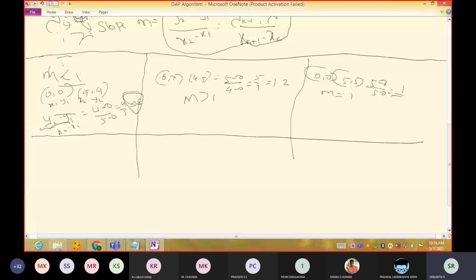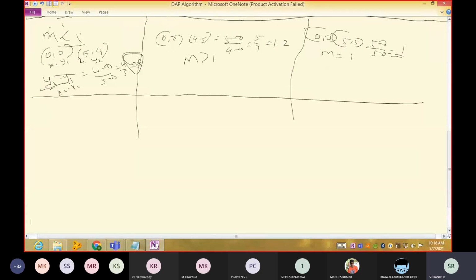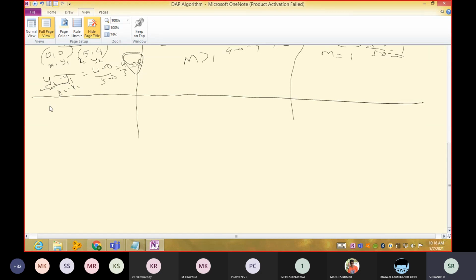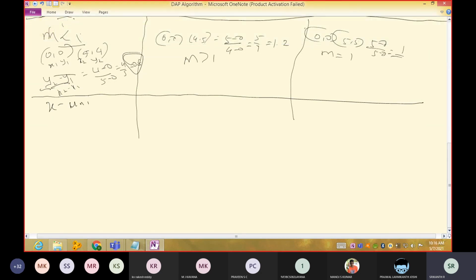m is less than 1, m is greater than 1, and m is equal to 1. If this is the case, here X moves in unit intervals, Y moves in unit intervals, and both X and Y move in unit intervals. So X moves in unit intervals means X of k plus 1, which is suffix. See here, this is suffix for you people. So this becomes x of k plus 1. So here y of k plus 1 suffix, this becomes y of k plus 1.